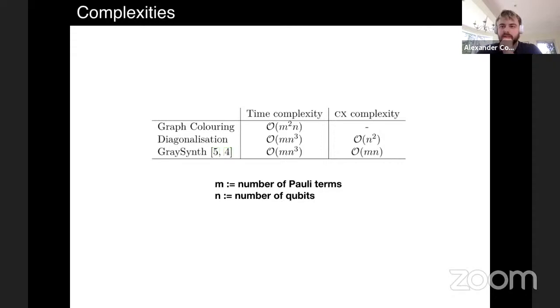Bear in mind that if we are doing this on some realistic molecule, and the number of Pauli terms is dictated by the orbitals in our system, then m could be n to the 4, which really sheds some light on how expensive this could be in terms of number of orbitals.